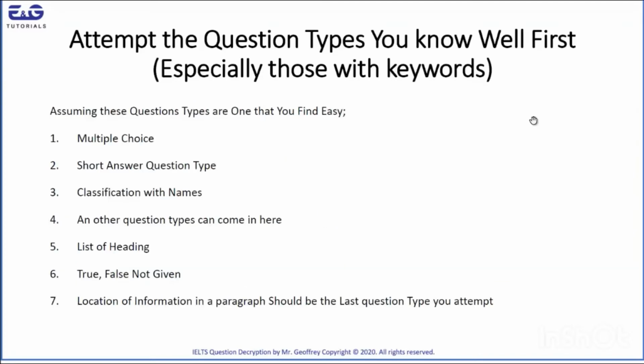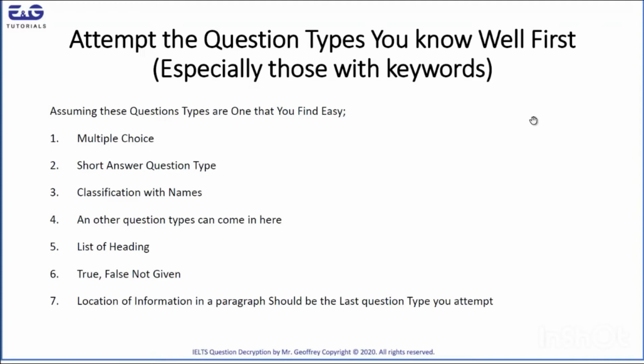Now we have the next one that says, attempt the question types you know well first. Remember, in the other video, I was telling you about strategies. By now you ought to know the question type that works best for you. So let's assume that these are the ones that you find easy. Multiple choice, you've got it covered. You answer your short answer question type.